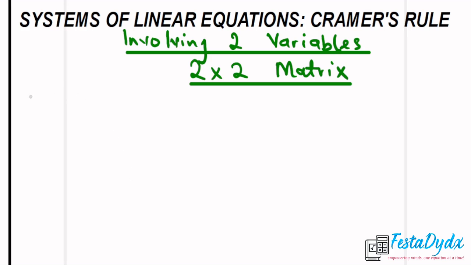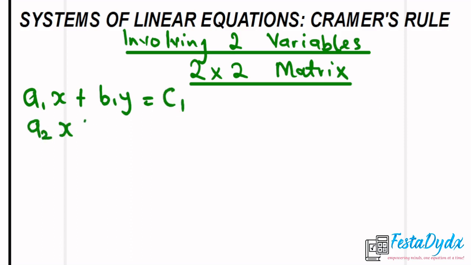So let's take, for instance, a1x plus b1y equal to c1, and then a2x plus b2y equal to c2. The letters a, b, c represent numbers, where a and b are the coefficients of x and y. The x and y are the unknown variables we are looking for in this equation.